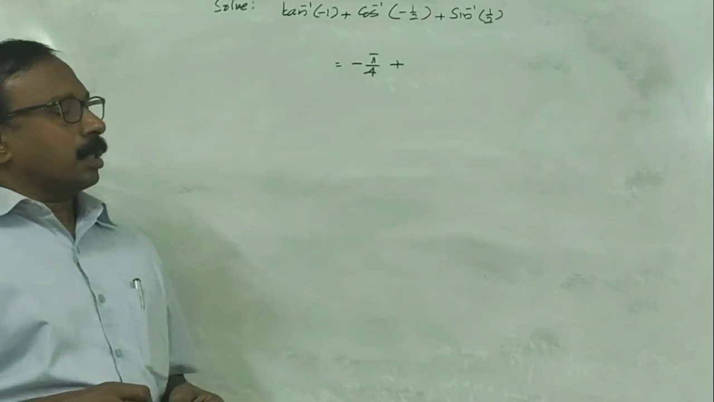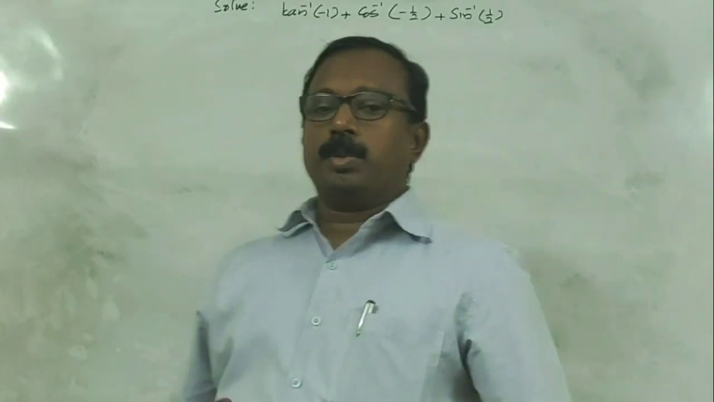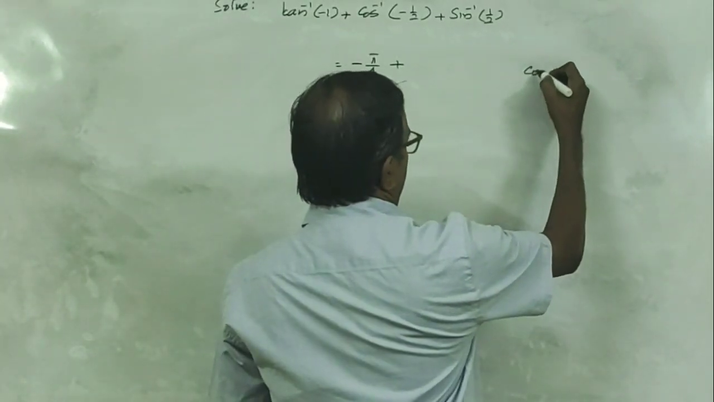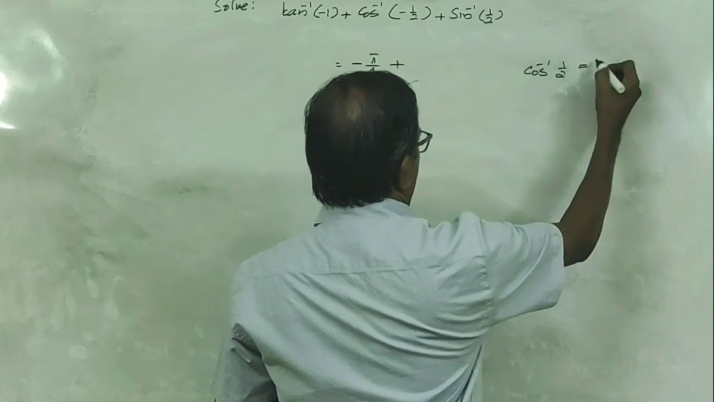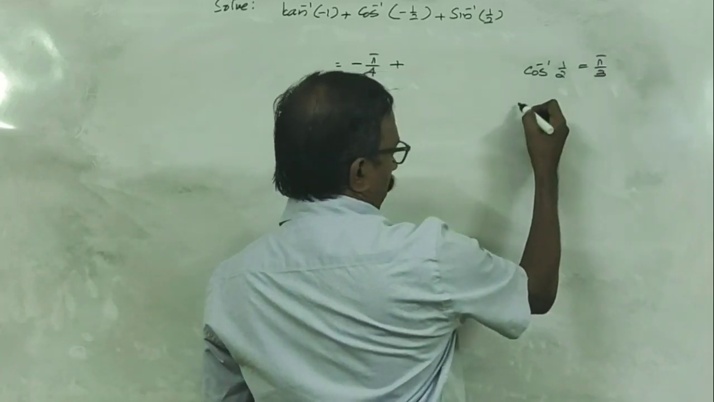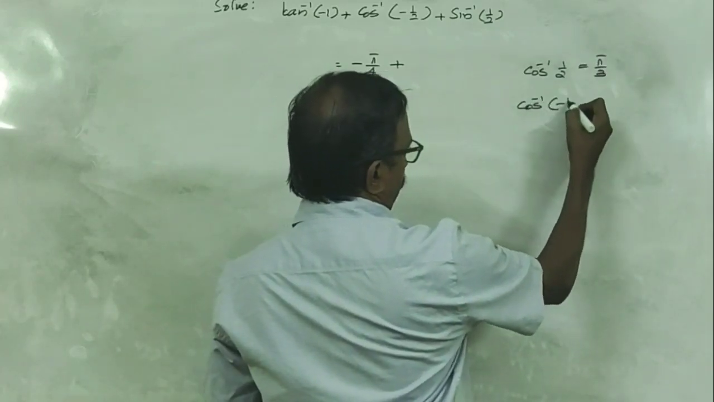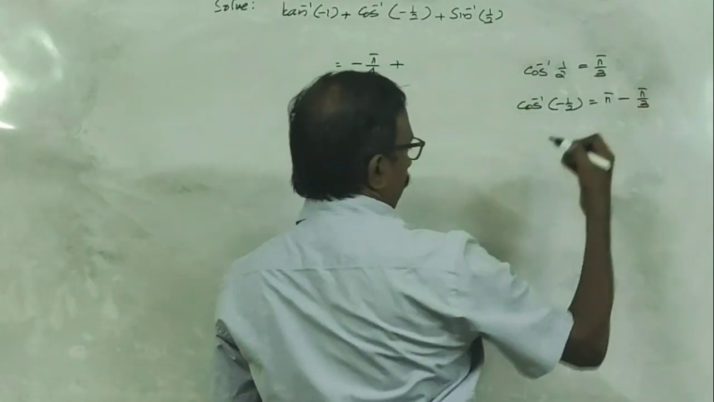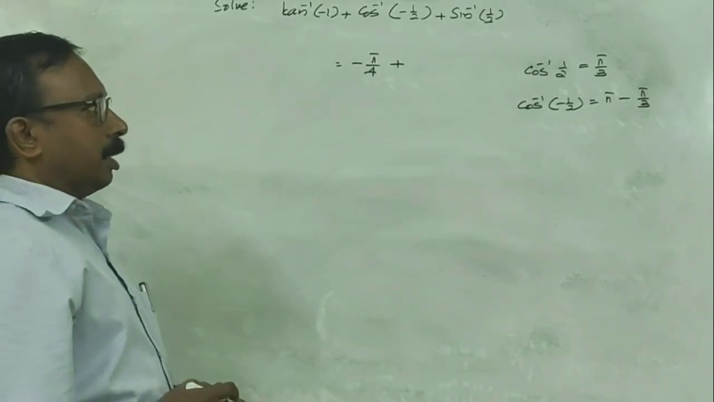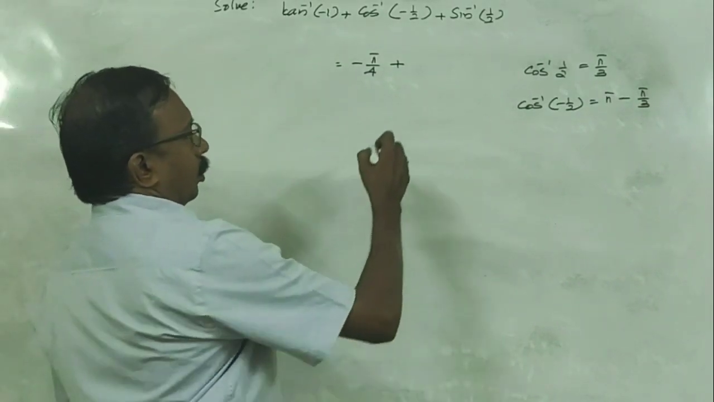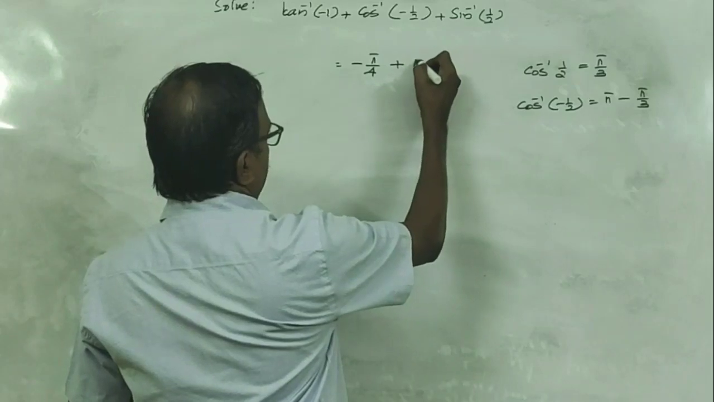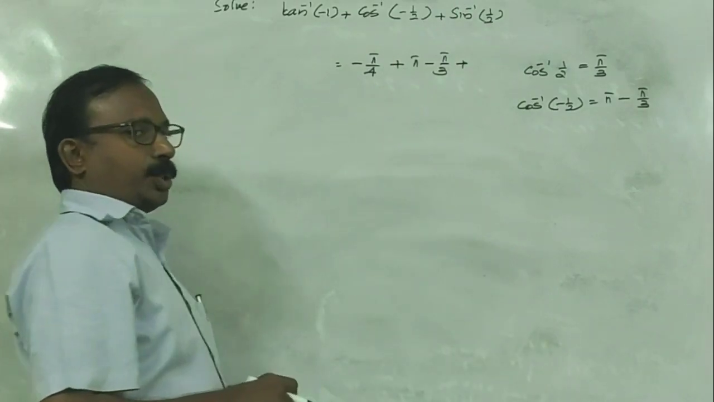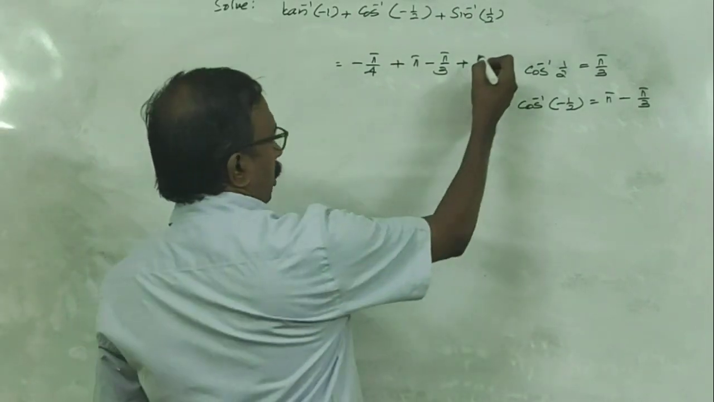cos inverse 1 by 2. Cos inverse 1 by 2 is pi by 3. Cos inverse minus 1 by 2 is pi minus pi by 3. So here it is pi minus pi by 3. Sin inverse 1 by 2 is pi by 6.